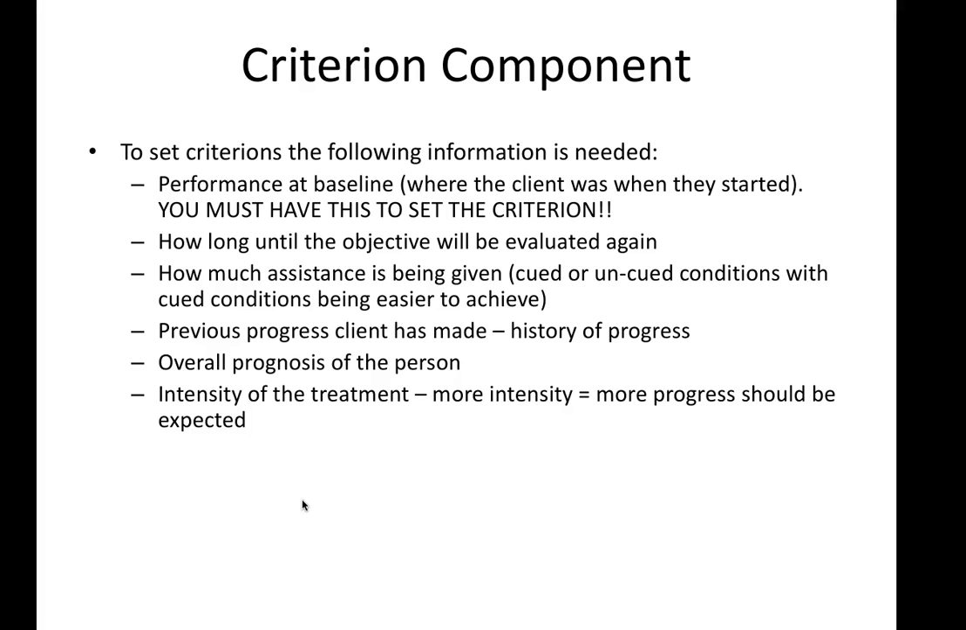You want to think about their overall prognosis. So what's their age? What's the extent of their neurological damage? What's their educational level? You put that all in a pot and you say, this person has a really good prognosis. They can probably make more gains than this person over here who has a lot more neurological damage and has some other factors working against them. And then the intensity of the treatment. You can expect that a patient that you see 2 times a week will make less progress than somebody you see 5 times a week in that same progress period.